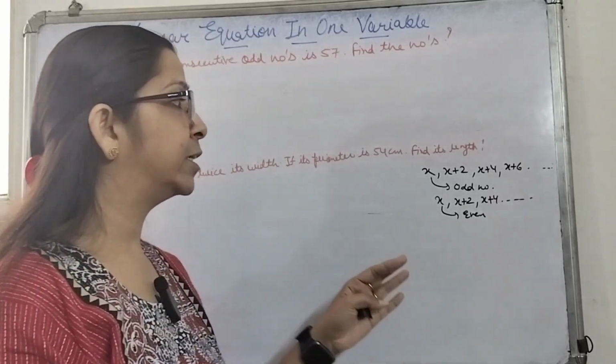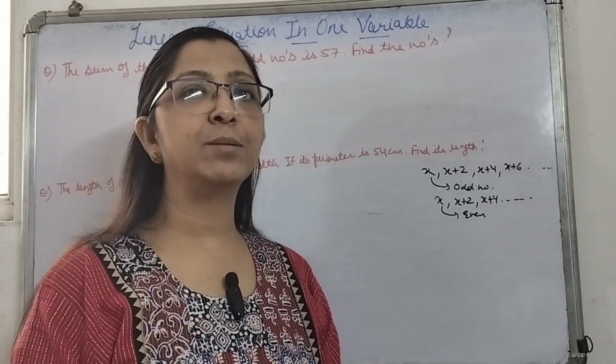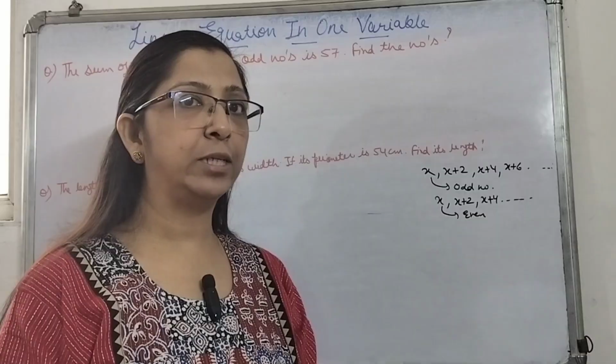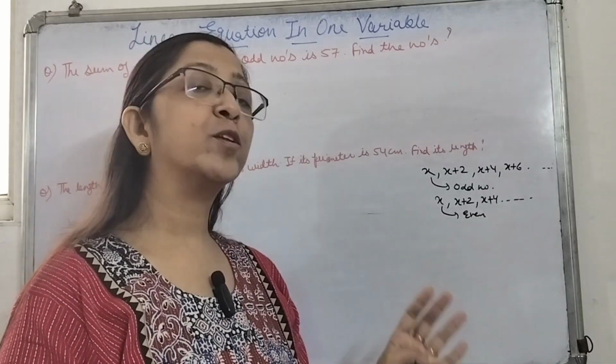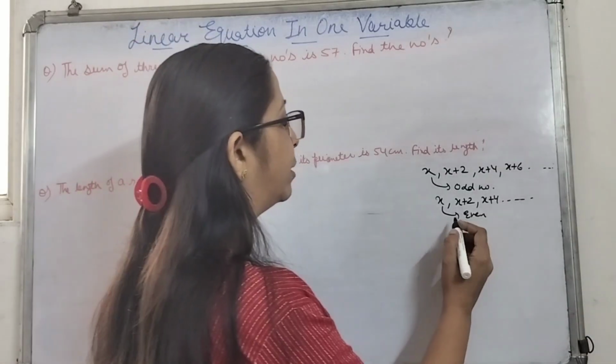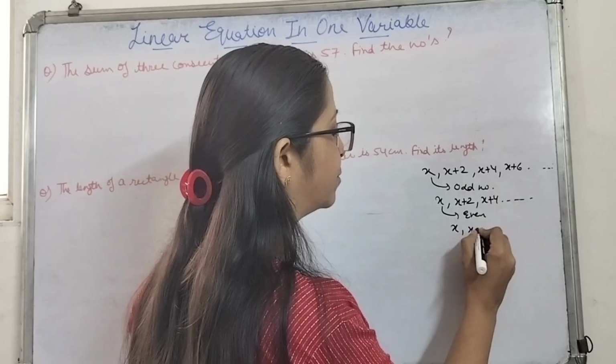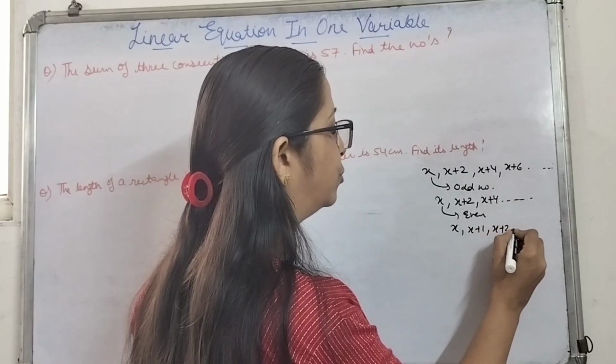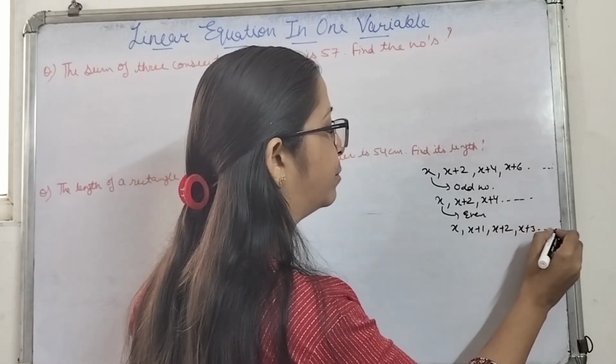If it is asked, then what will be the consecutive number? Sum of the consecutive numbers, not even, not odd. It is your consecutive numbers. Then your numbers will be x, x plus 1, x plus 2, x plus 3. Like this the numbers will be.